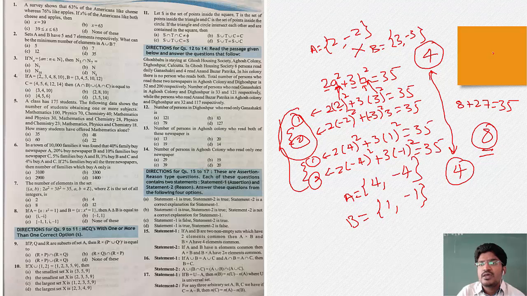So, option C will be the correct answer for the 7th question. Clear, students? So, for solving this equation you must be very quick. 2a square plus 3b square equal to 35. That idea you must know. Then you can answer this question very easily. So, option C is the correct answer. Let us go for the next question.